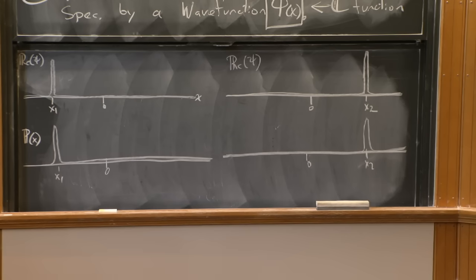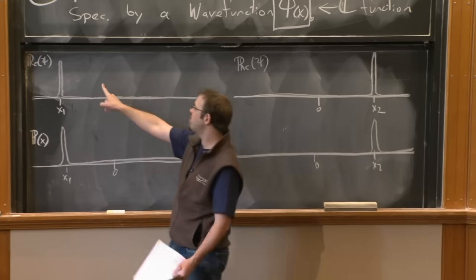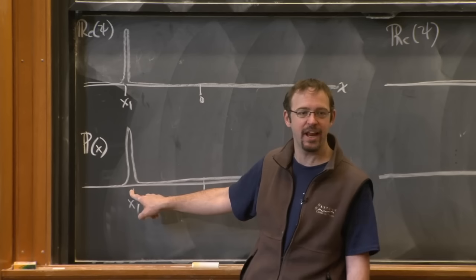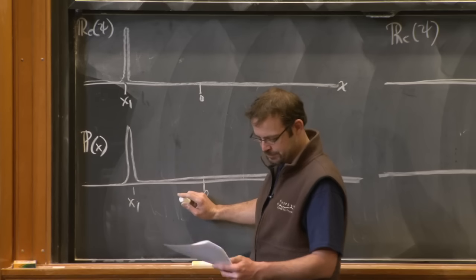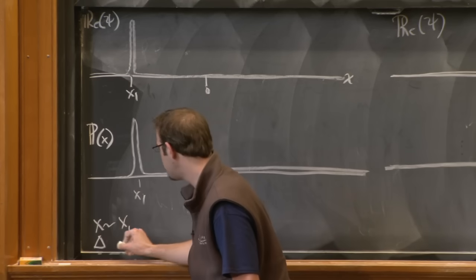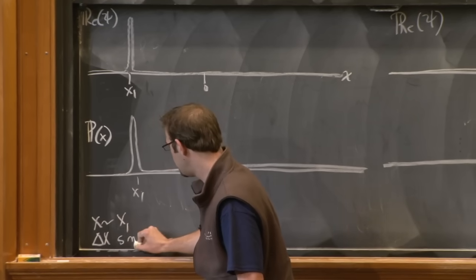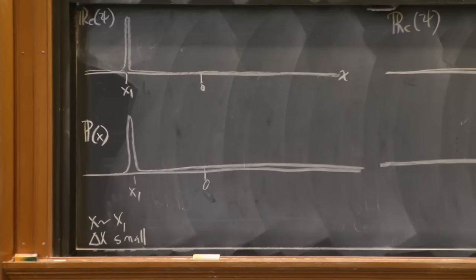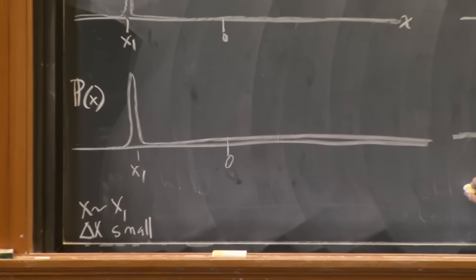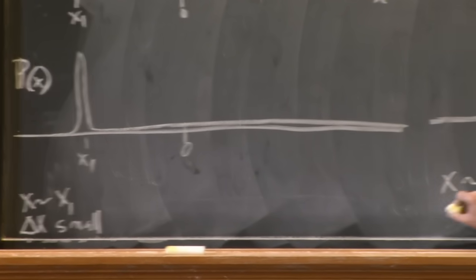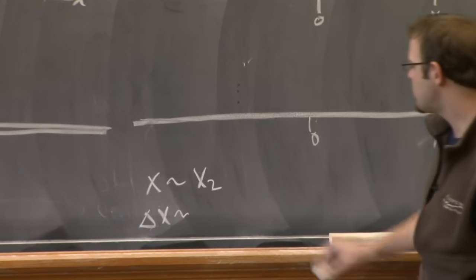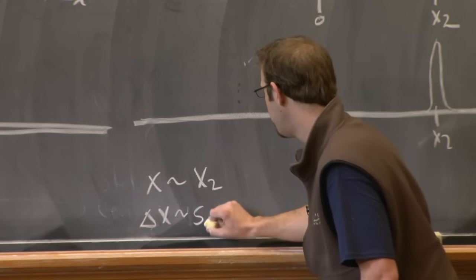Everyone cool with that? So what do you know when I tell you that this is the wave function describing your system? You know that with great confidence, you will find the particle sitting at x1 if you look. So what this is telling you is you expect x is roughly x1, and our uncertainty in x is small. Everyone cool with that? Similarly here, the position is likely to be x2, and your confidence in your prediction is quite good, so your uncertainty is small.